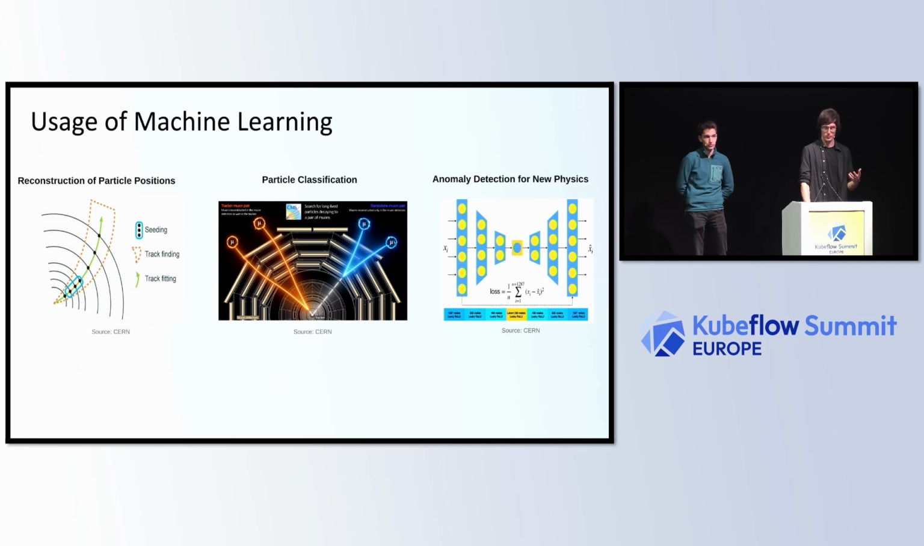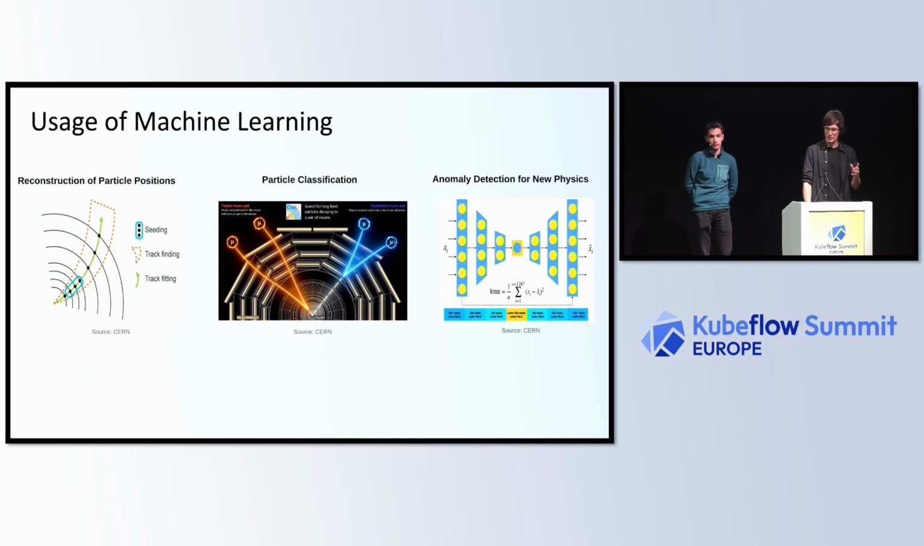What do the physicists at CERN do, working on these trigger systems? We have different use cases for machine learning. The first one is the reconstruction of particle positions. As I showed you in the beginning in the animation, all these particles that get created interact with the big machine, and you can detect each position during the flight of the particle through the system. The goal here is to identify which points of interaction belong to one track.